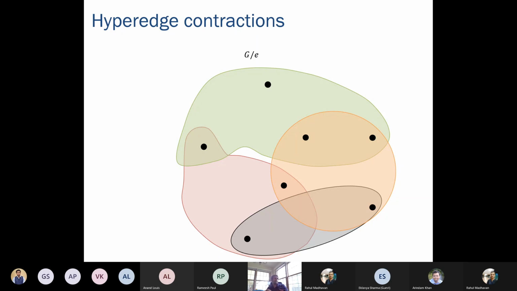Okay, so with this definition of contractions, it's very tempting to just run Karger's uniform random contraction algorithm, right? So why not take a uniform random hyperedge, contract and repeat until the hypergraph has only two vertices, at which point you return all hyperedges between those two vertices. Why not try to do the same?